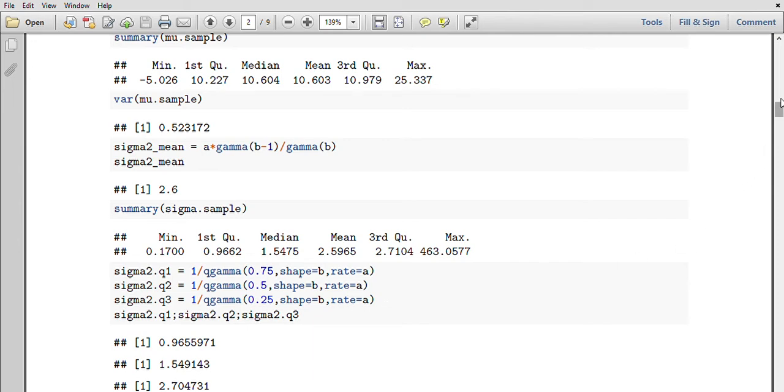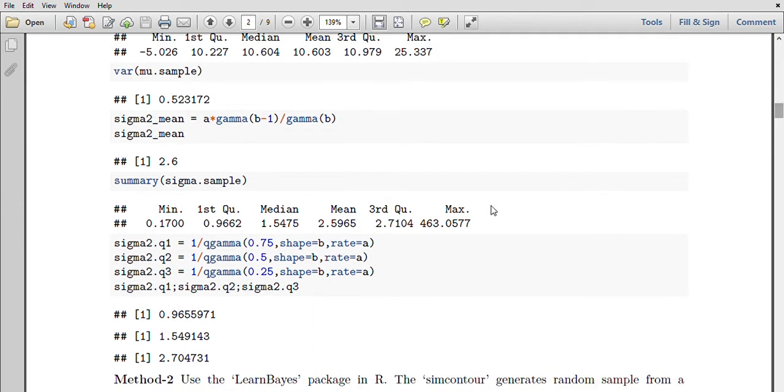So here are the population quartiles. The first quartile is 0.9655, then the second one is 1.549, then the third one is 2.70. As you can notice, all these quartiles match with those which are obtained from the sample. So we can safely say that we generated observations from the inverse gamma distribution with parameters A and B. So this was the first method. We did not use any package for generating a random sample from the posterior distribution.